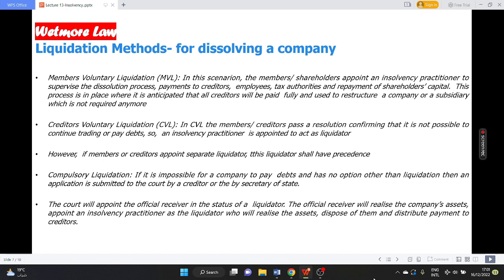Creditors' voluntary liquidation (CVL), where the members and/or creditors pass a resolution that the company cannot continue to trade or pay its debts. They generally appoint an insolvency practitioner to act as liquidator. If the members and the creditors each appoint separate liquidators, the creditors' liquidator will have precedence.